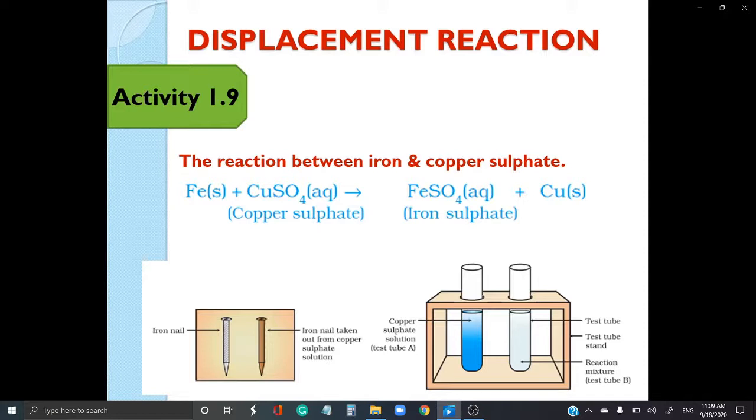Blue color of copper sulfate solution fades and it changes into light green color. The iron nail that remains suspended has a brownish coating on its surface. Let us see this activity.